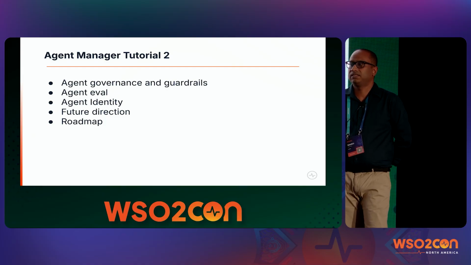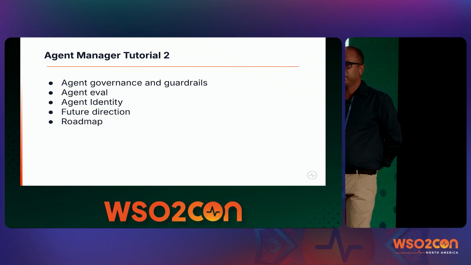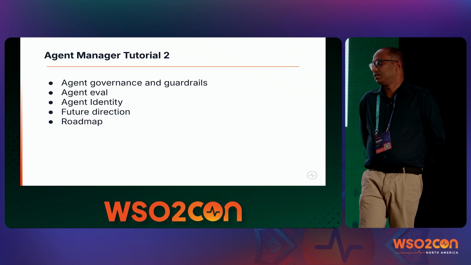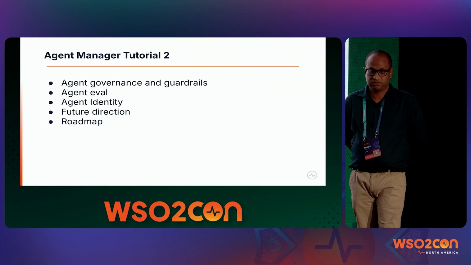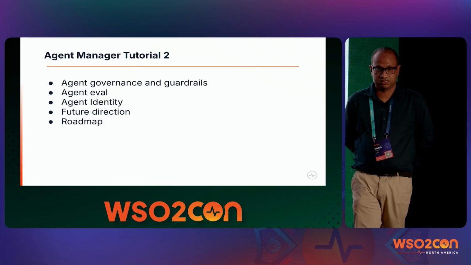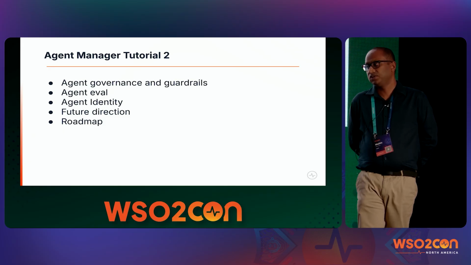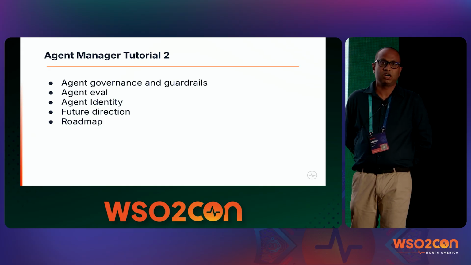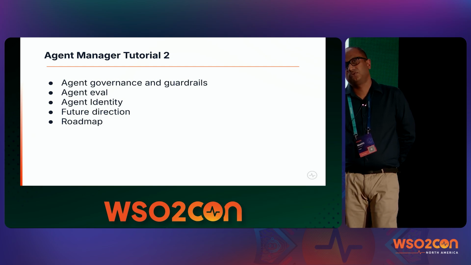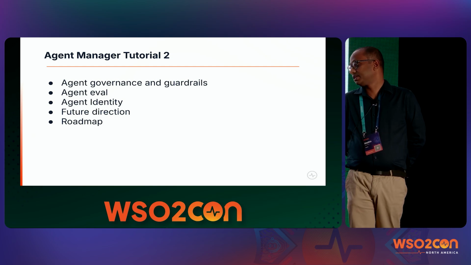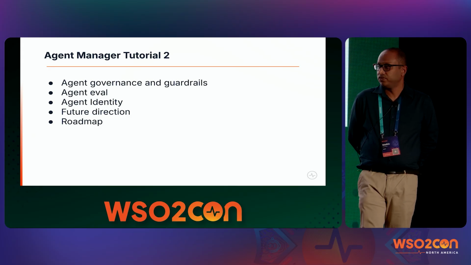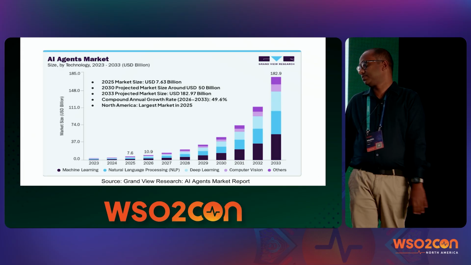Then in the second tutorial, we will be getting into these topics, both the concepts and how you do it in the product, right? Agent governance and guardrails, agent eval. We've done quite a bit of work on eval, and Nadheesh will talk about eval in detail. And then we will also talk about agent identity and how it connects to the WSO2 Agent Manager story, right? Then we will take a look at where we want to take this product, and finally the roadmap, right?